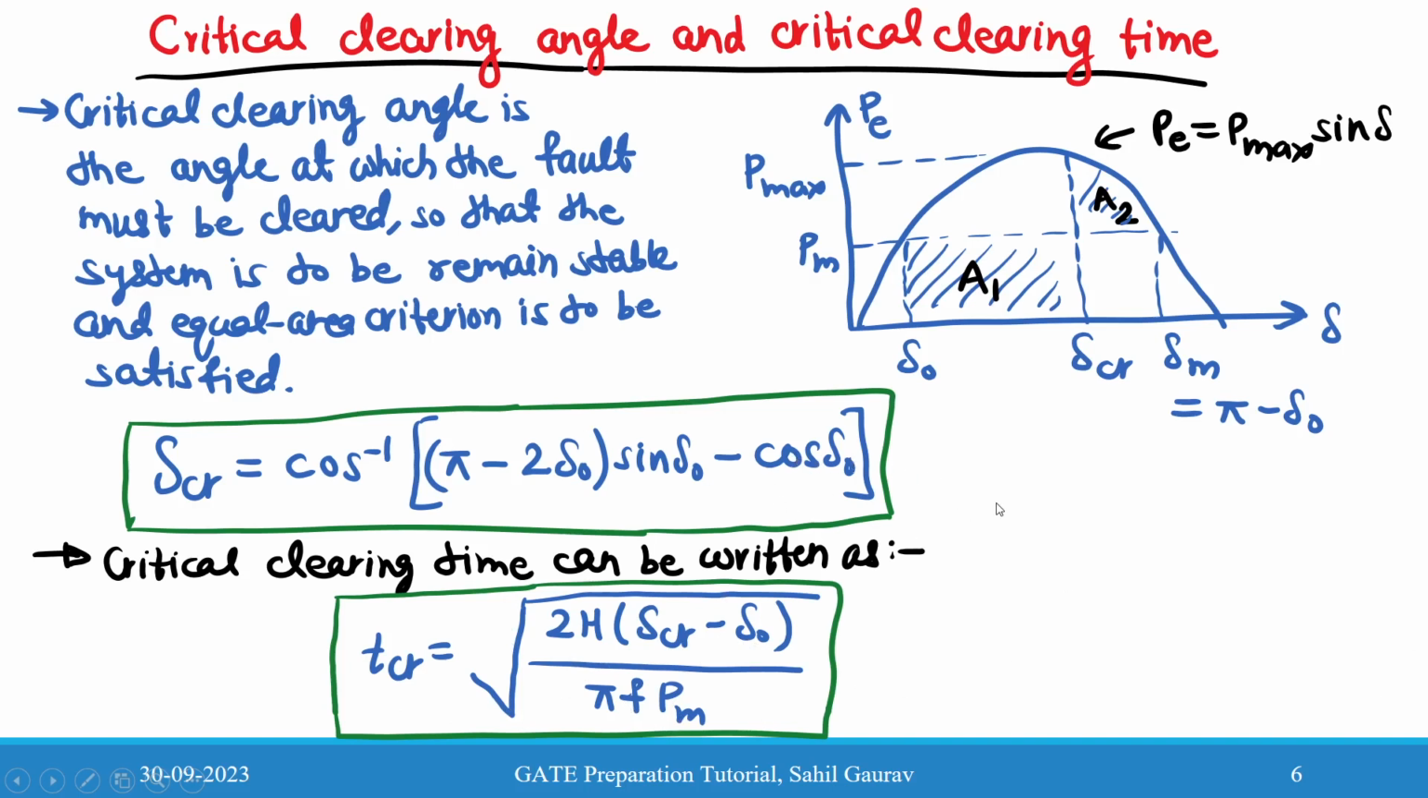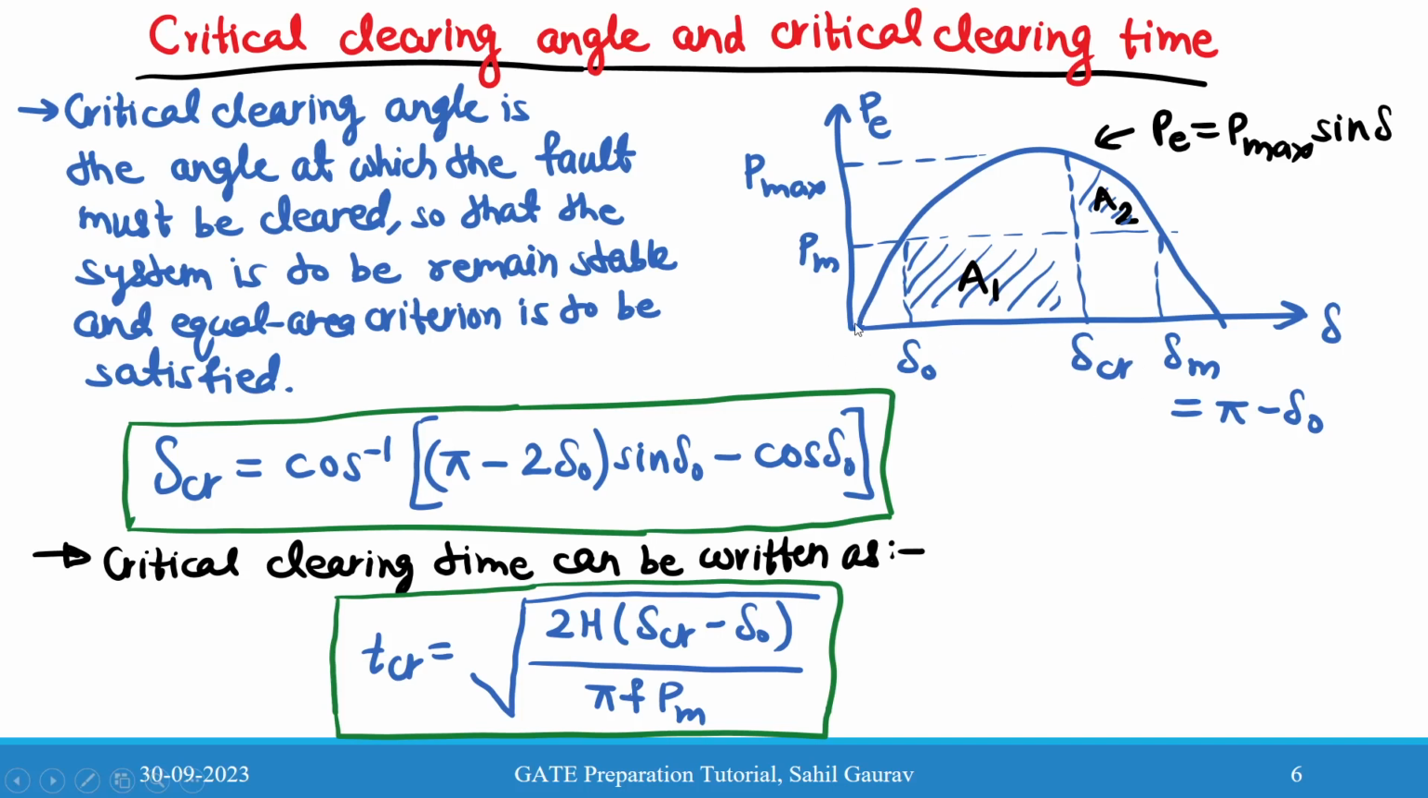So these are all. Sir, I have one doubt. Yes. What if the fault occurs after the critical clearing angle is attained? Before that, if the fault occurs before, then it is given that delta Cr should be attained for the fault not to occur. I guess you are saying.